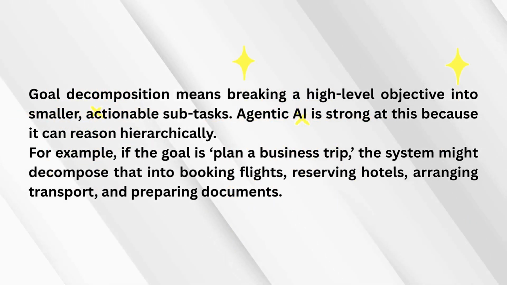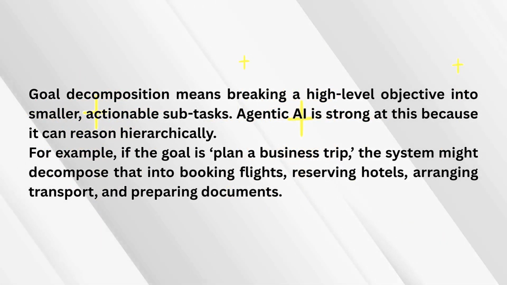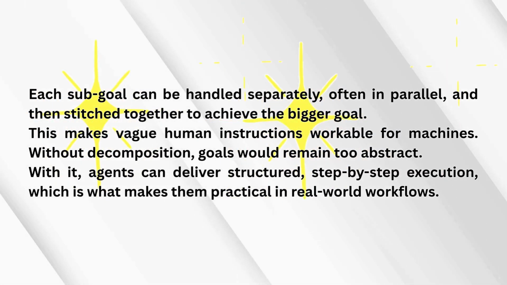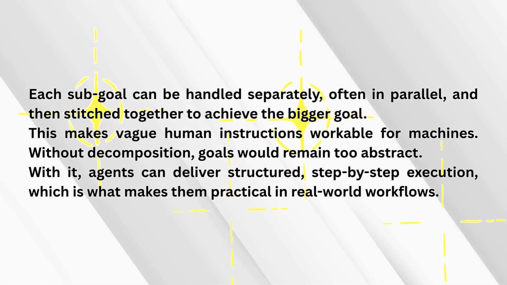Goal decomposition means breaking a high-level objective into smaller, actionable subtasks. Agentic AI is strong at this because it can reason hierarchically. For example, if the goal is plan a business trip, the system might decompose that into booking flights, reserving hotels, arranging transport, and preparing documents. Each sub-goal can be handled separately, often in parallel, and then stitched together to achieve the bigger goal.